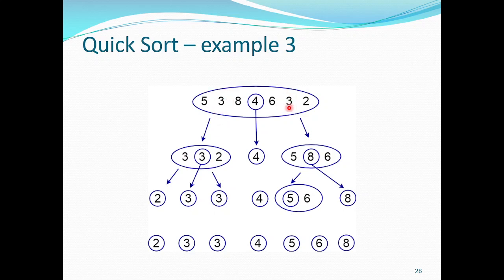So this is sort stability. And then we move down here, and the elements that are larger than 4 will be on the right side. Apply the same concept, it will become 5, 6 and 8. So we write the answer: 2, 3, 3, 4, 5, 6 and 8.